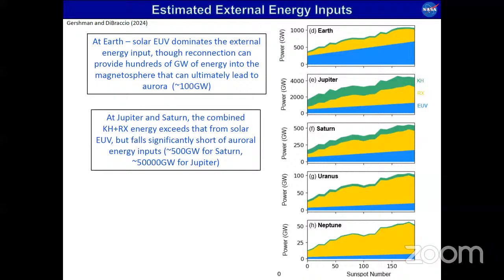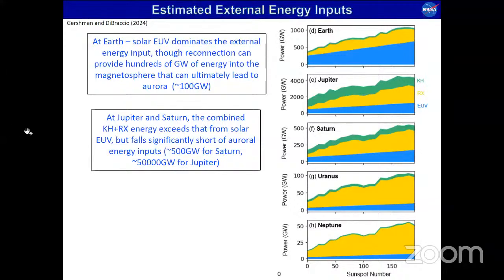And so you can get quite a boost from the solar wind. You can get more energy from the solar wind than you can from sunlight at these places. But ultimately, that energy is not necessarily going into generating the main aurora at those planets. But you can see Kelvin-Helmholtz is particularly strong at Jupiter and Saturn, also consistent with our expectations of these systems.